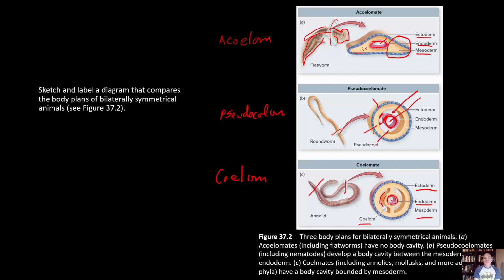Okay, so the definition of a coelom means completely enclosed by mesoderm. And we can see that the pseudocoelom does not have that situation. Then an acoelom doesn't even have a cavity, right? So in this lab here, with the flatworms, we're studying acoelomates, and then with the roundworms, pseudocoelomates. And later on, we'll look at coelomates.